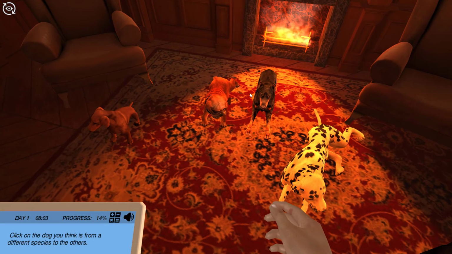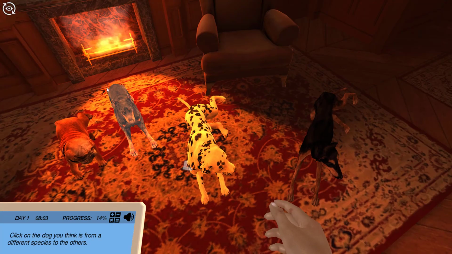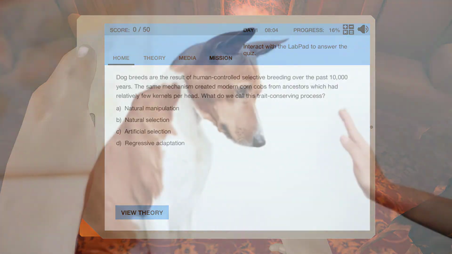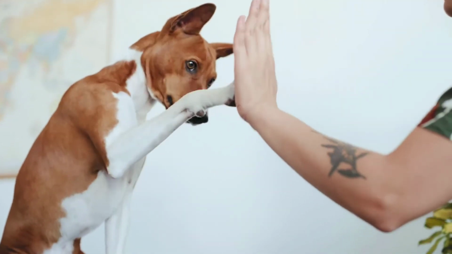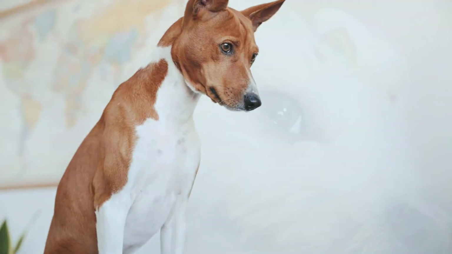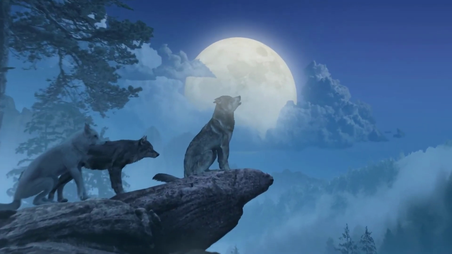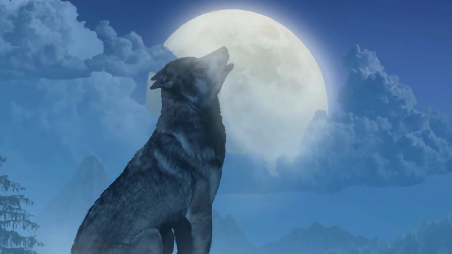Do you know much about dogs? Pop quiz, which dog in front of you do you think is a different species to the others? Click on the dog you think is from a different species to the others. You got me, that was a trick question. Despite being part of different breeds, these dogs are all the same species, Canis lupus familiaris.